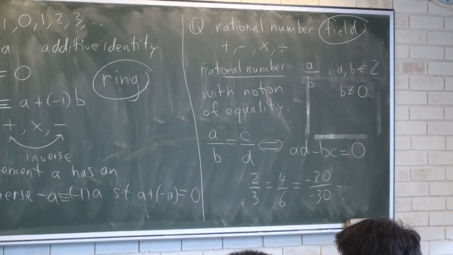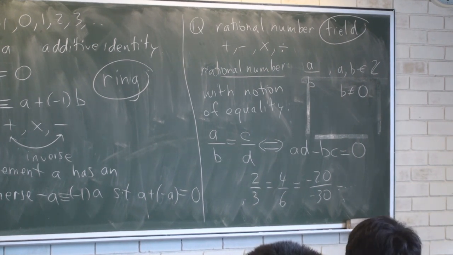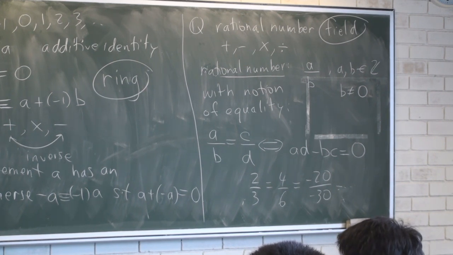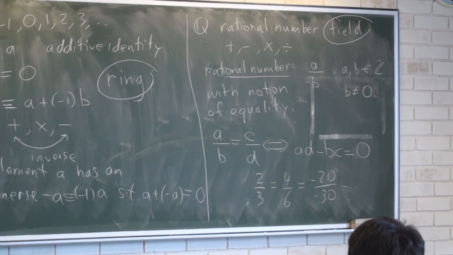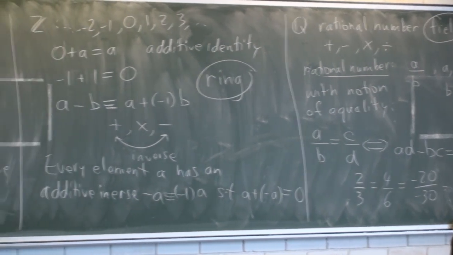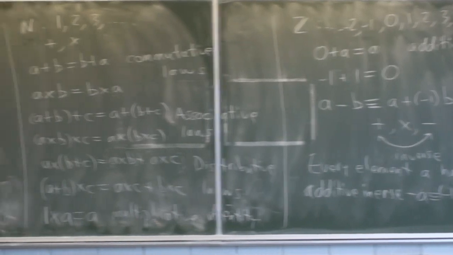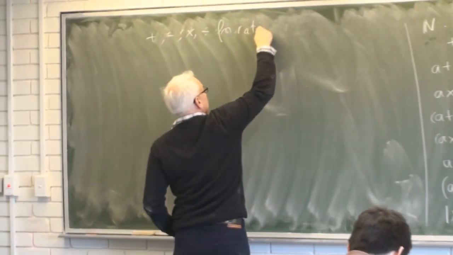All right, so we have the definition of rational numbers, and now what about the operations? Well, I guess the operations are familiar enough. We have addition, subtraction, multiplication, and division for rational numbers.